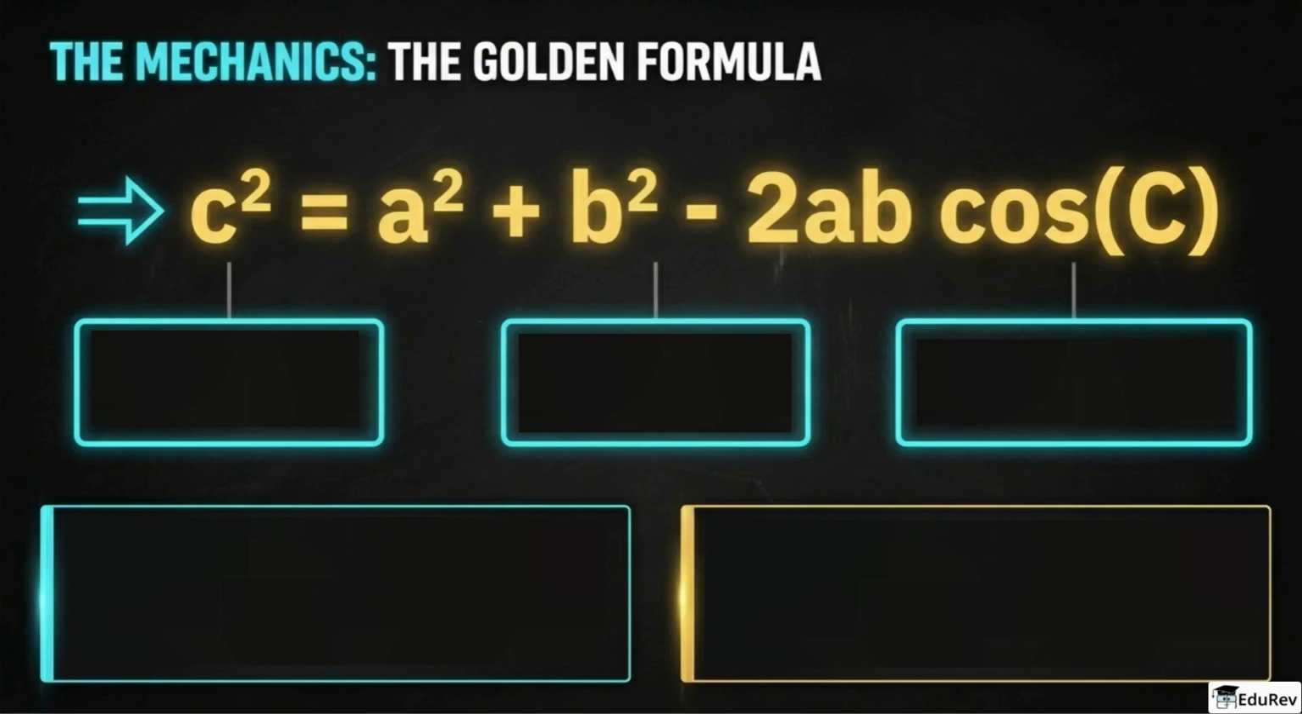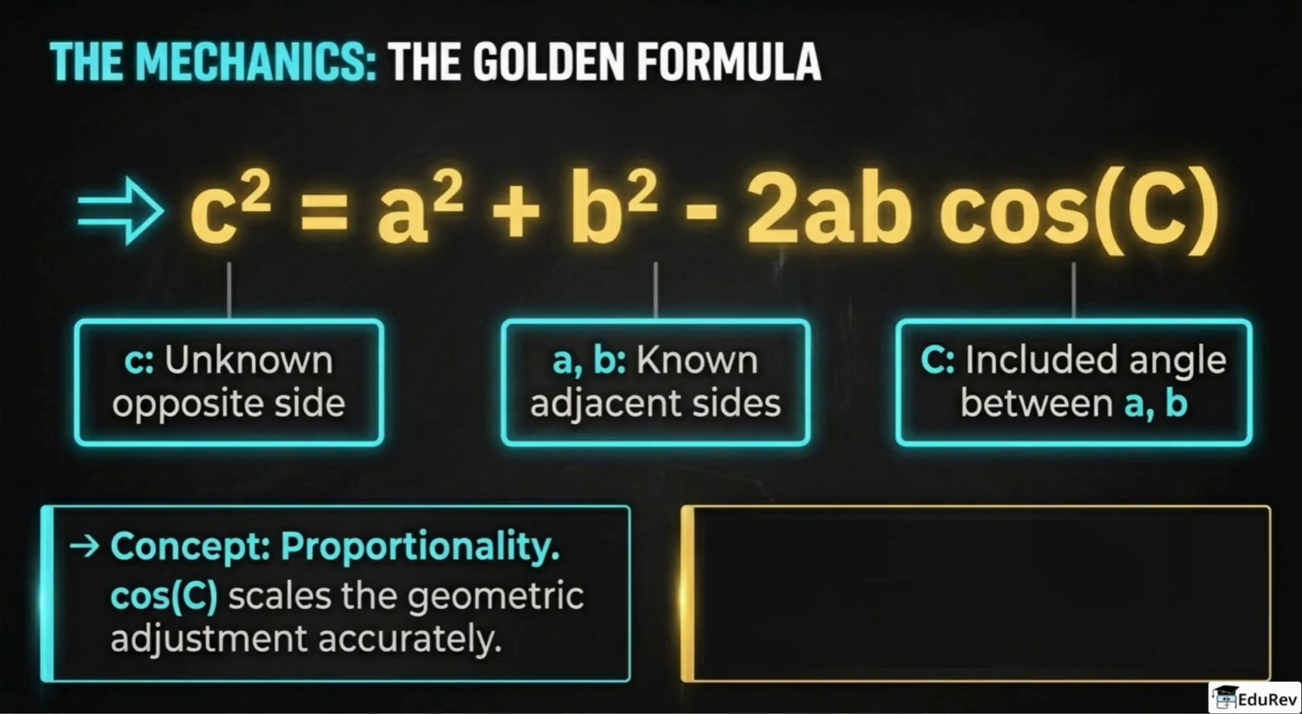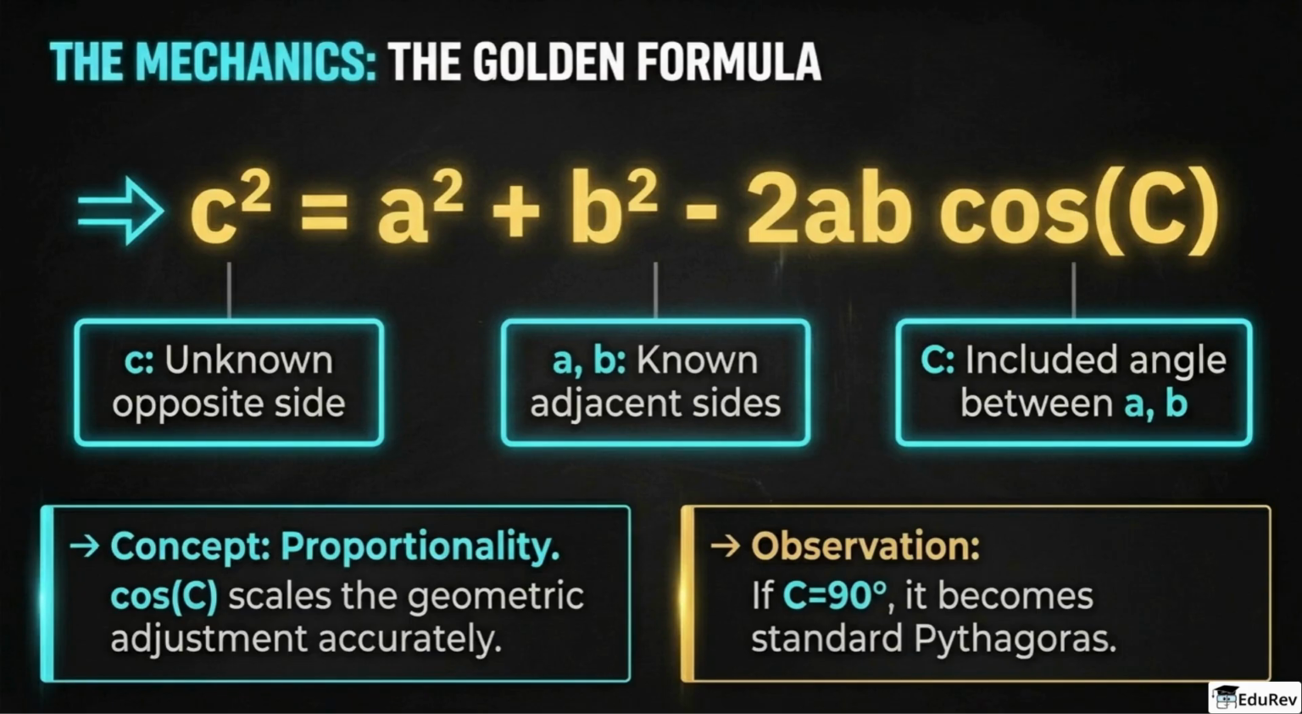The golden formula is the one you should lock in without hesitation. C squared equals A squared plus B squared minus 2AB cosine C. Here C is the unknown side opposite the angle, A and B are the adjacent sides, and C is the included angle between them. The real conceptual point is that cosine adjusts the geometric contribution of the two sides. When the angle is 90 degrees, cosine becomes 0 and the formula collapses neatly into standard Pythagoras. That is the perfect check to keep in memory.